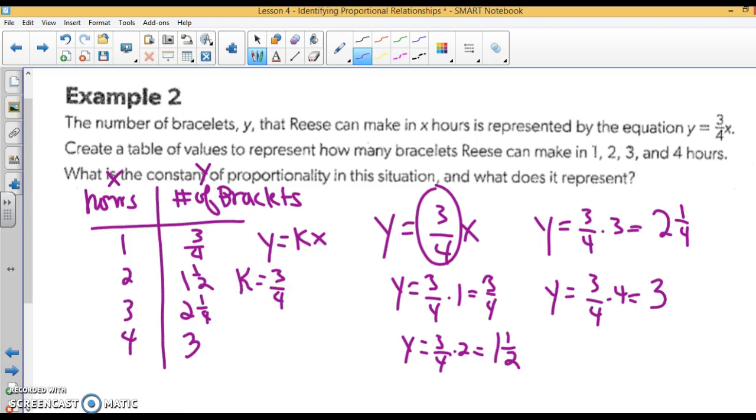And what does it represent? That is the unit rate. She can make 3/4 of a bracelet in 1 hour. That's your unit rate. Constant rate of change, constant of proportionality. They are all one and the same.